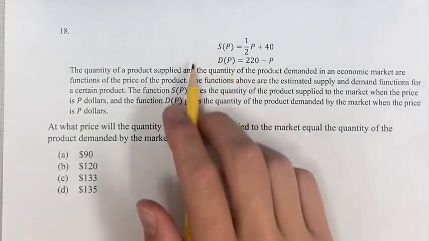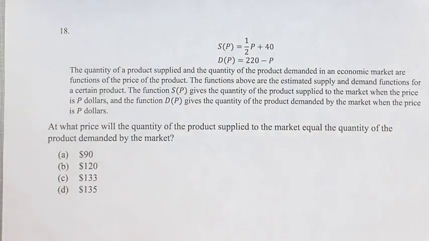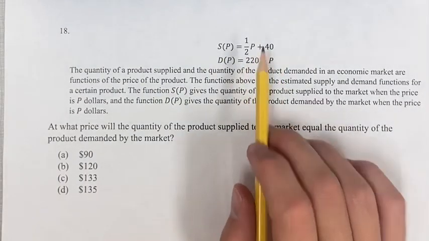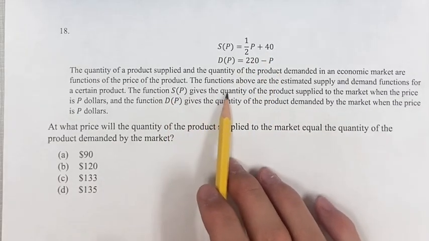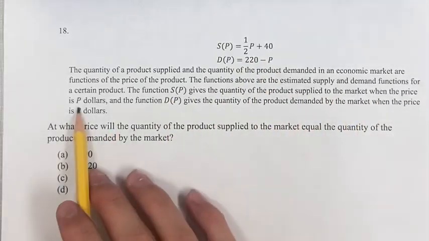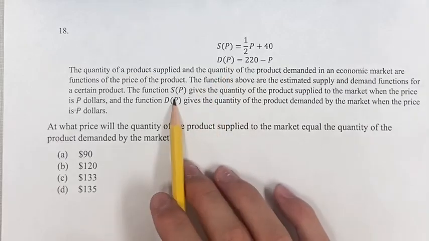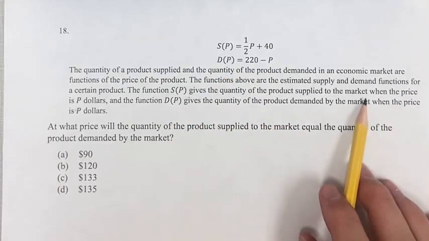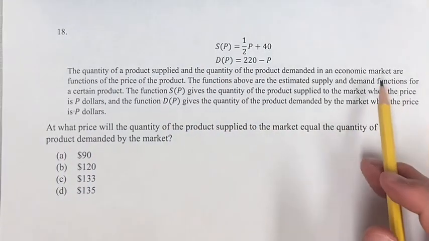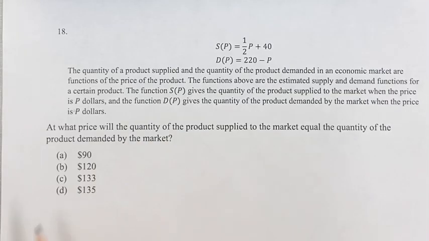In this problem, we're given these equations, which represent the market for a certain product, where S of P is the quantity of the product supplied to the market when the price is P dollars, and the function D of P is the quantity of the product demanded by the market when the price is P dollars. And we're asked, when are these values equal?